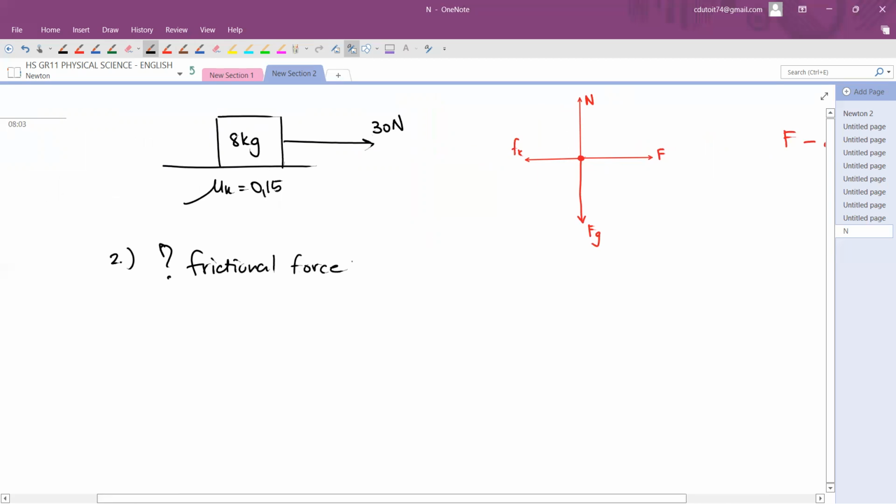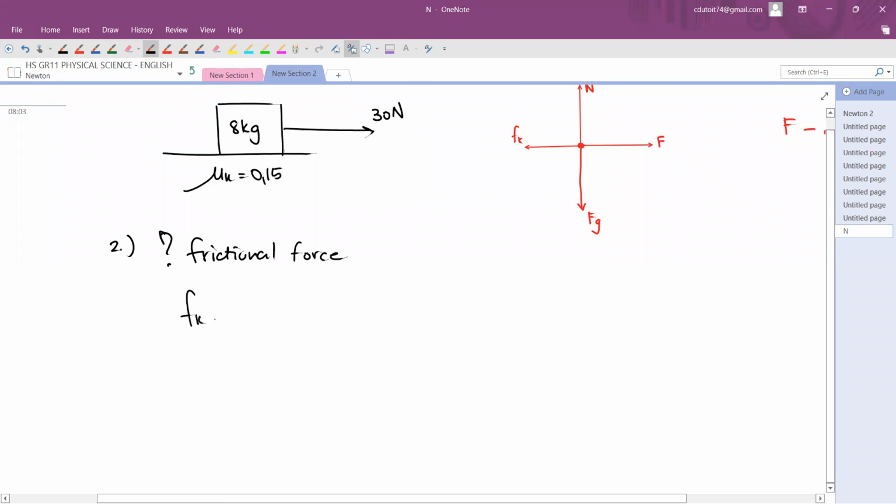They can ask you for the force of friction, kinetic friction, or friction on the block. What is the frictional force on the block? How do we do that? Equation, is that right? Yeah. Kinetic friction is the coefficient times the normal force.